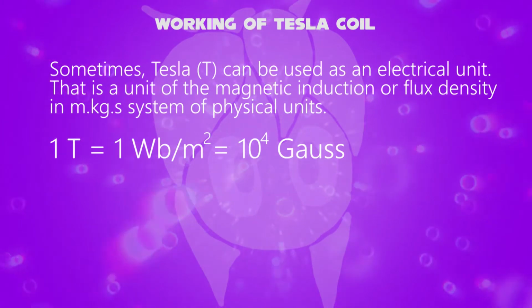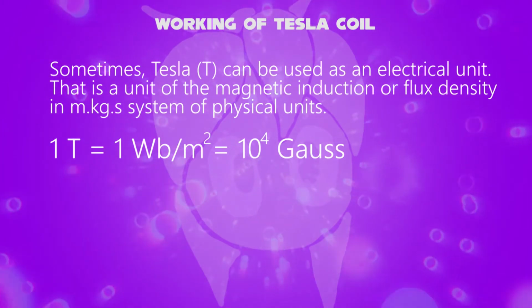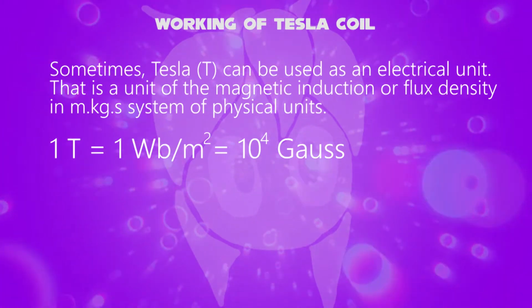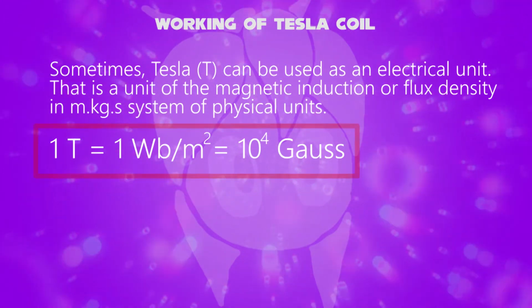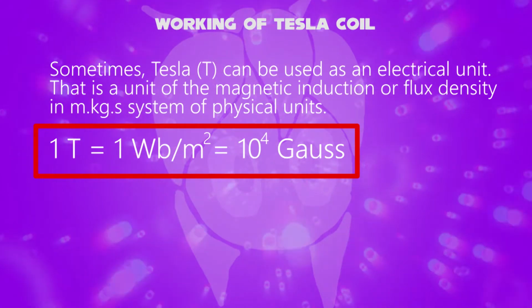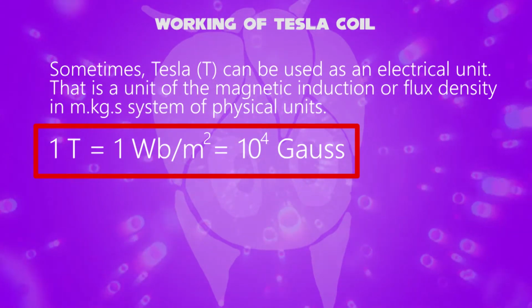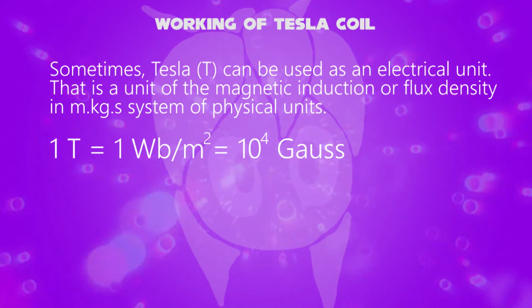Sometimes, Tesla can be used as an electrical unit, a unit of magnetic induction or magnetic flux density in the meter-kilogram-second system of physical units. 1 Tesla equals 1 Weber per square meter, corresponding to 10,000 Gauss, or 10 to the 4th exponent.